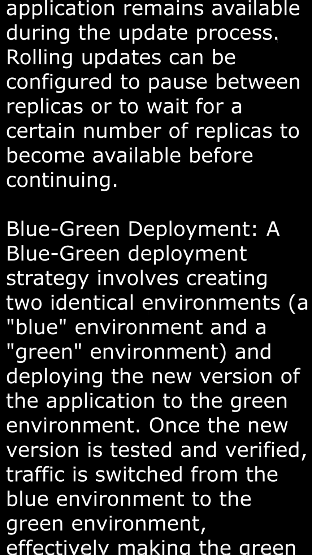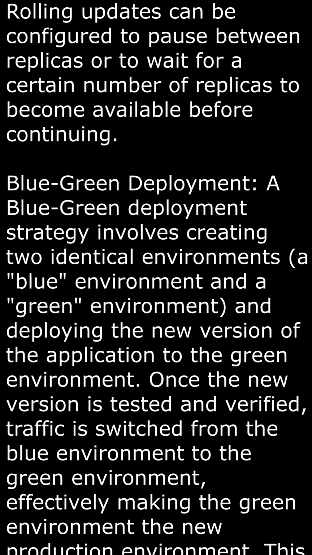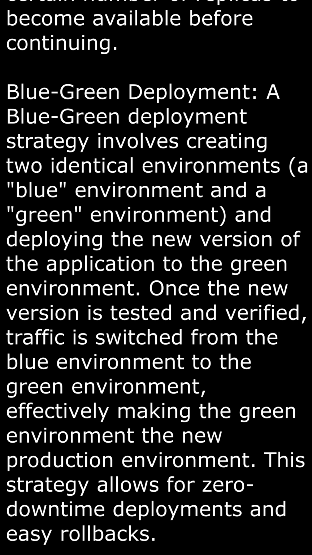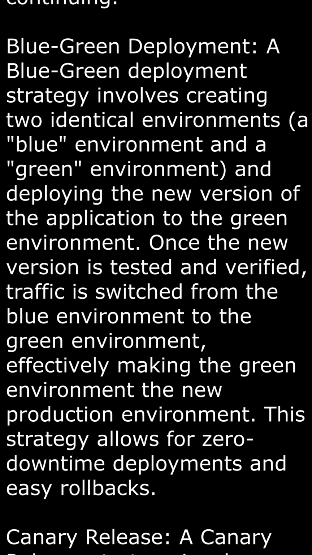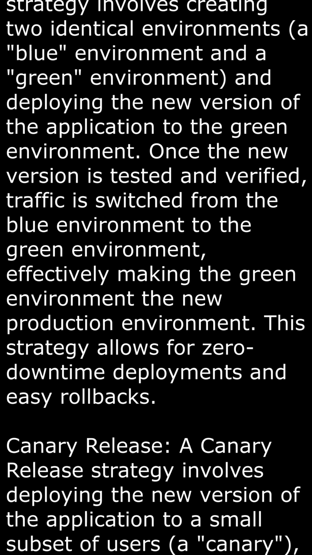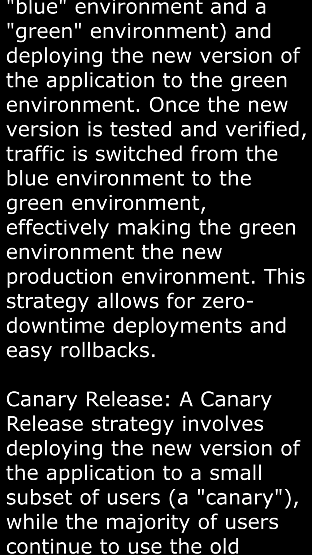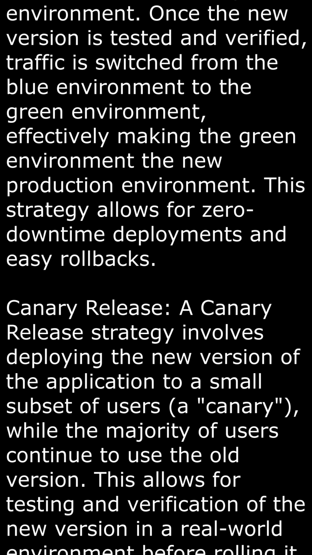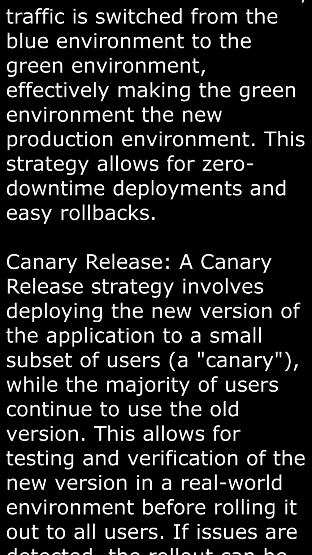Blue-green deployment. A blue-green deployment strategy involves creating two identical environments, a blue environment and a green environment, and deploying the new version of the application to the green environment. Once the new version is tested and verified, traffic is switched from the blue environment to the green environment, effectively making the green environment the new production environment. This strategy allows for zero downtime deployments and easy rollbacks.